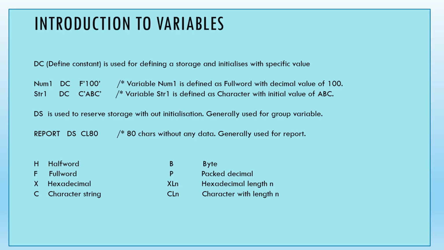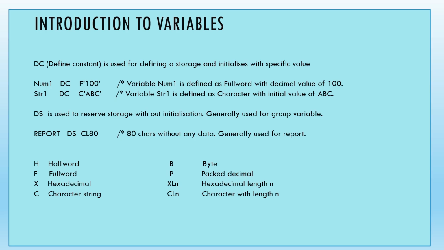Here, all we are saying is that it is a variable and it has an initialized value. NUM1 DC F'100' means NUM1, which is the variable name, is initialized with a value of 100 and it is a full word. So three things we are telling: it is a full word, it has an initial value, and the name of the variable itself, which is NUM1. Similarly, STR1, which is string 1, is defining a variable here. It is a character and its initial value is 'abc'.